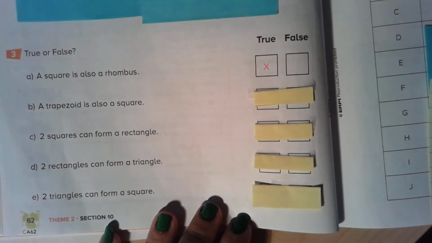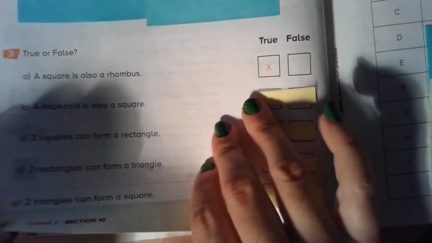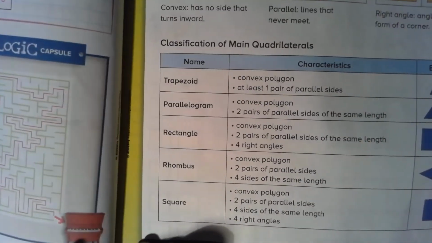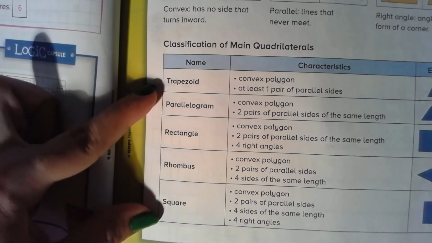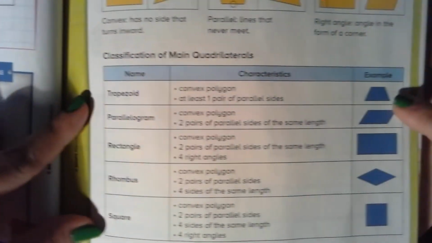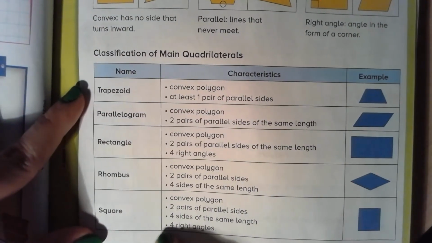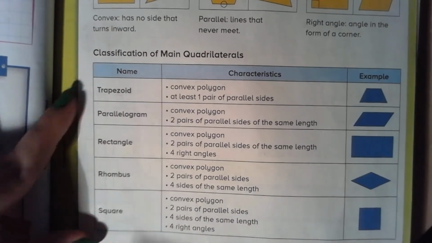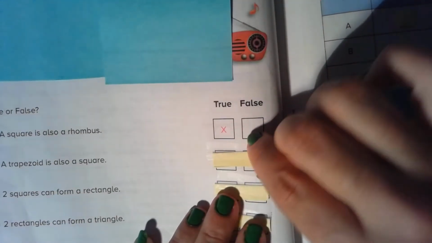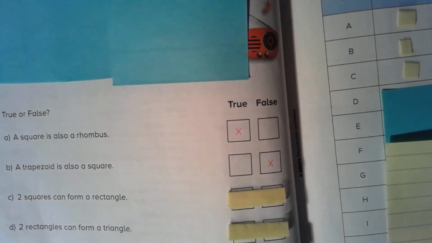B, a trapezoid is also a square. Ooh, a trapezoid is also a square. Let's go back and look. Does a trapezoid have 4 right angles? No, it doesn't. So if it doesn't have 4 right angles, a trapezoid cannot be a square. So it's going to have to be false for B. You knew that.